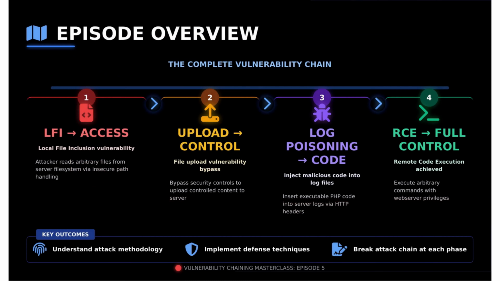Here's today's roadmap. Step 1. Local file inclusion, where attackers read sensitive files. Step 2. File upload abuse, sneaking malicious content past defenses. Step 3. Log poisoning, injecting code into server logs. And Step 4. Remote code execution, where attackers get full control. By the end, you'll not only understand how this chain works, but also where defenders can break it.